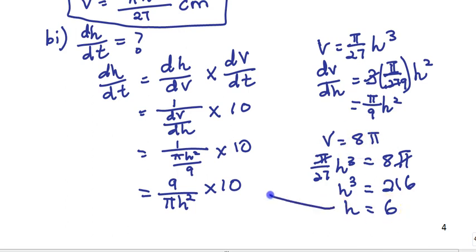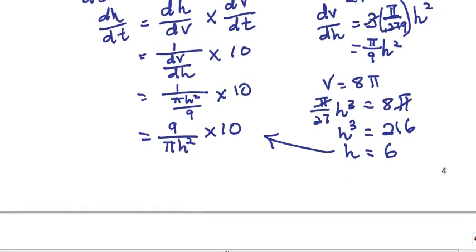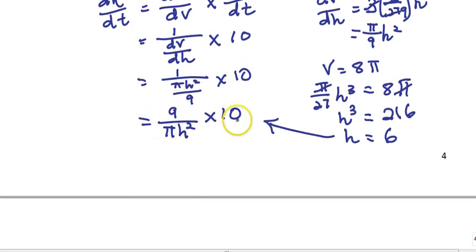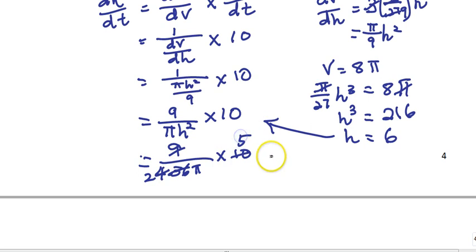And therefore, we can translate this back into what we found for dH over dt. So dH over dt is equals to 9 over pi h squared times 10. We can work this out, and you can get 9 over 36 pi, times 10. Let's work this out. This is 4. Do cancellation again. This is 2. And you actually get 5 over 2 pi.